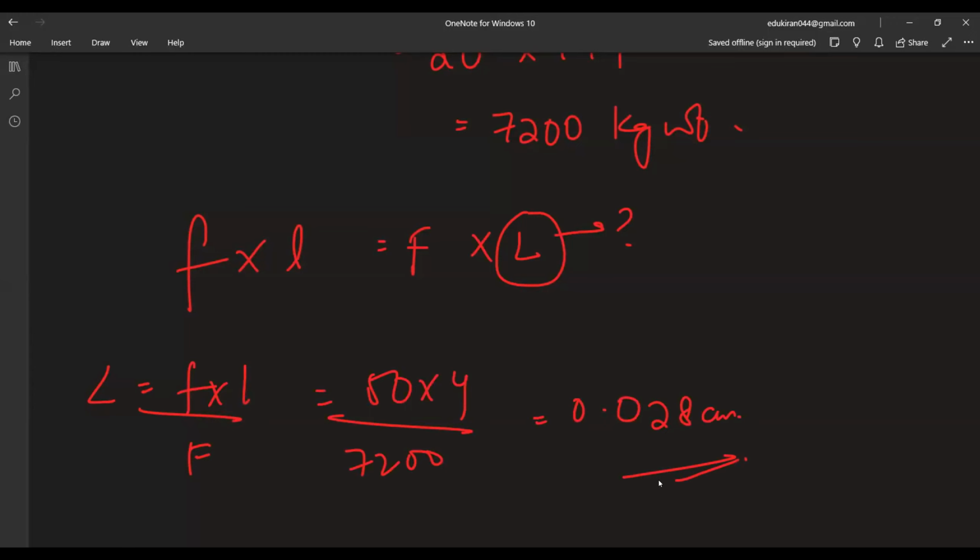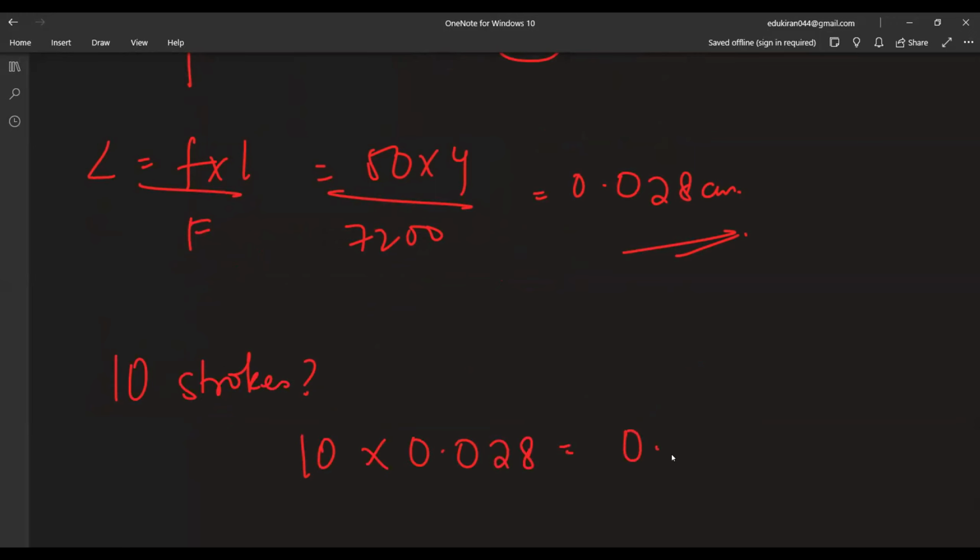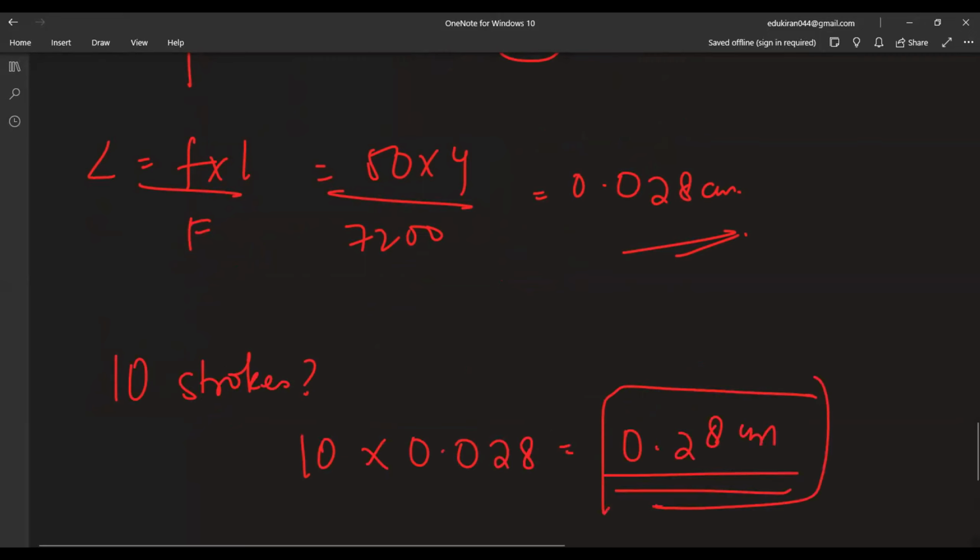So distance through, and yes, one more thing, this has been mentioned in the question, that what happens after 10 strokes. So after 10 strokes, this will be 10 into 0.028, which is equal to 0.28 centimeters. This has to be the final answer. Write it down.